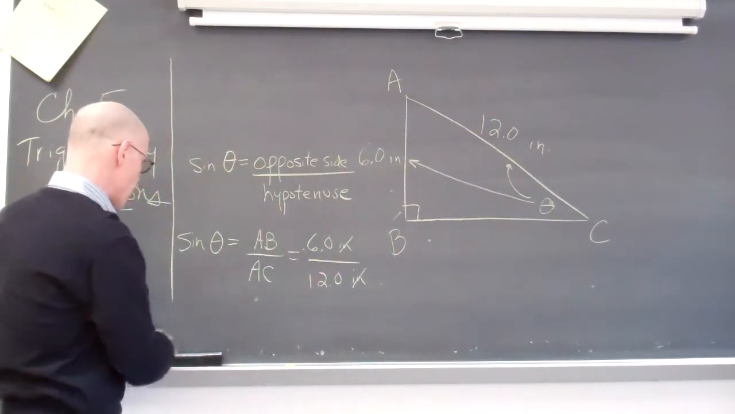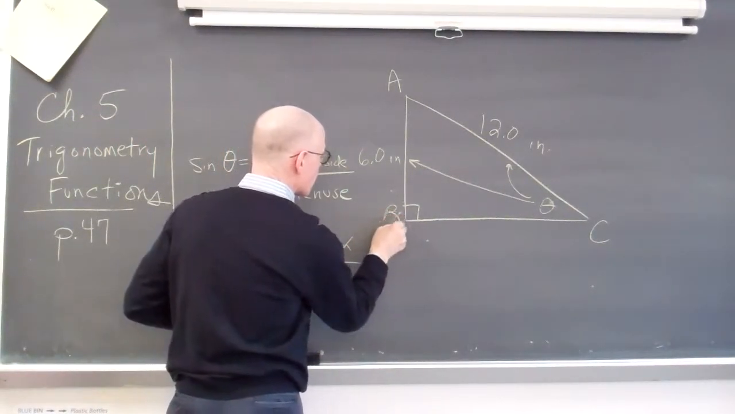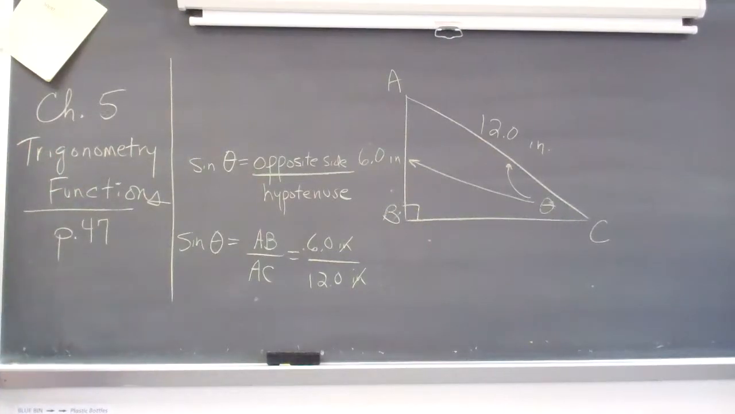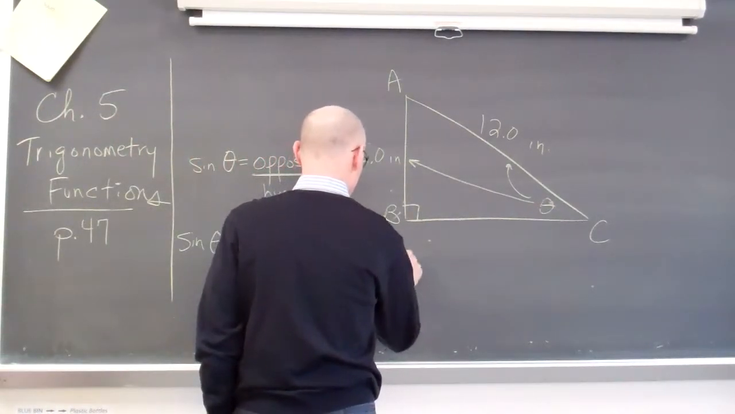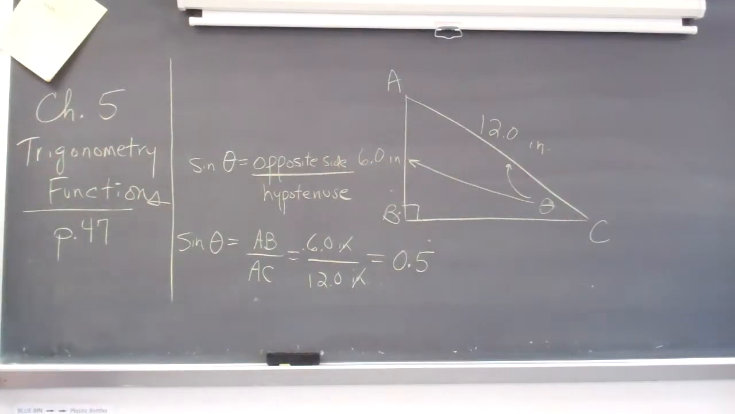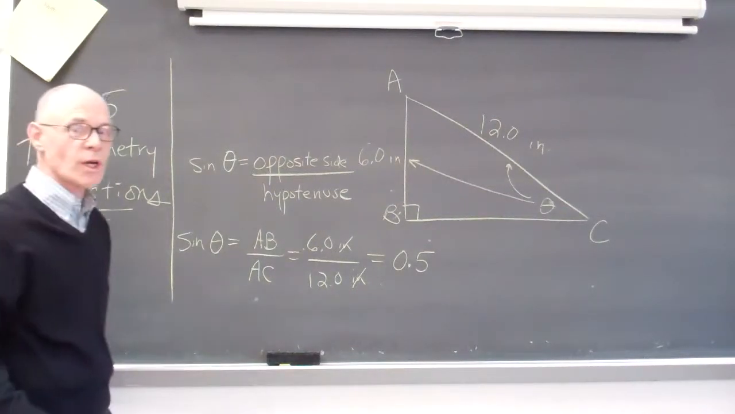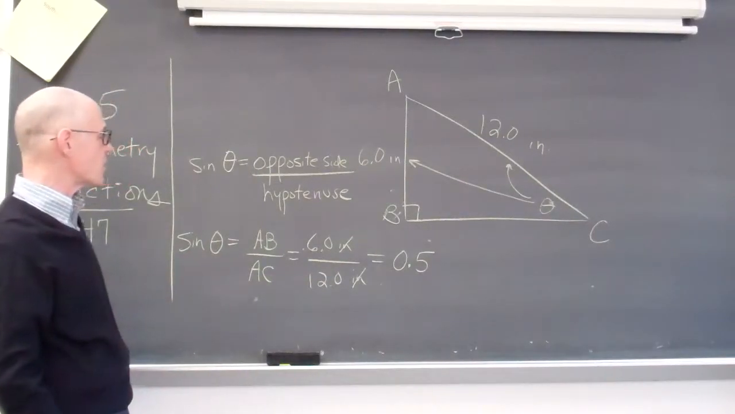So this is one of those situations where this is a calculation that will result in a number that does not have a unit. So 6 divided by 12 would be 0.5. So in this case, we have 0.5, a unitless number. And again, at this point, we're not doing any problem solving. We're just defining what the sine is.